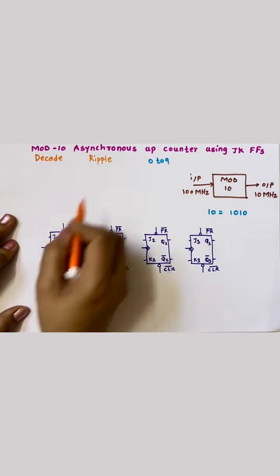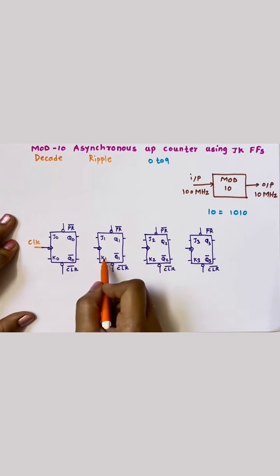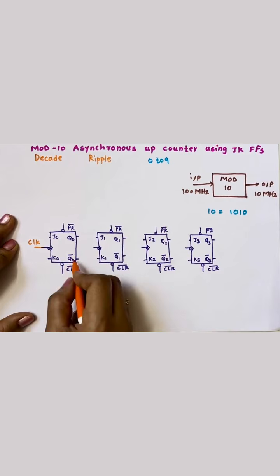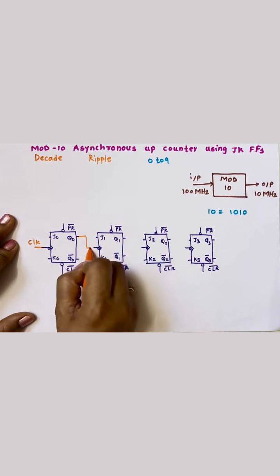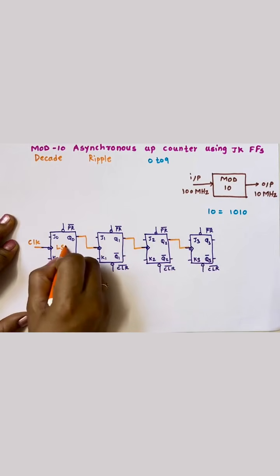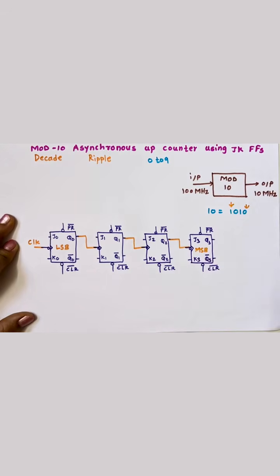These are 4 JK flip-flops. This is an asynchronous counter, so the external clock is connected to only one flip-flop, and the output of the first flip-flop acts as the clock input to the second. This is an up counter, so the Q output will act as clock. In case of a down counter, Q bar will act as clock. The flip-flop which receives the external clock generates the least significant bit, and the last one generates the MSB, the most significant bit.